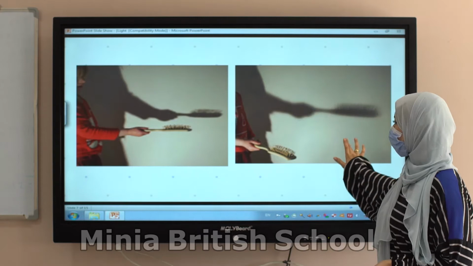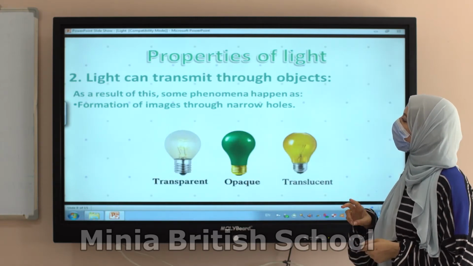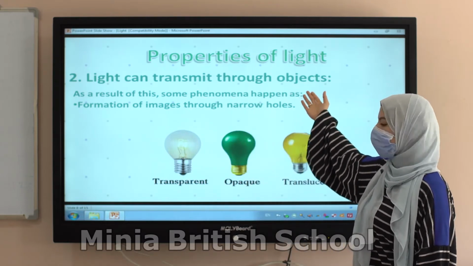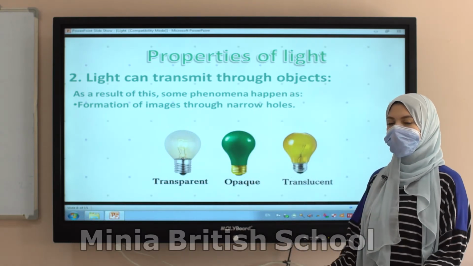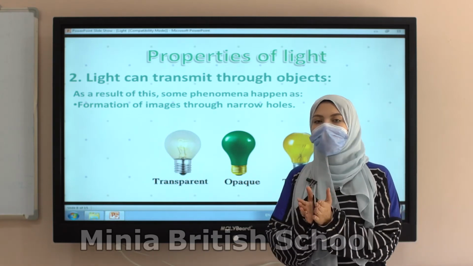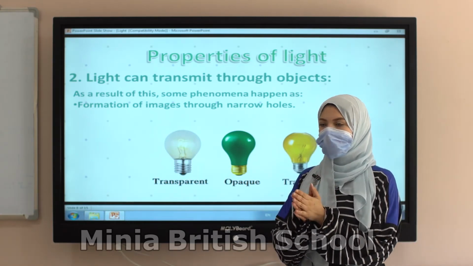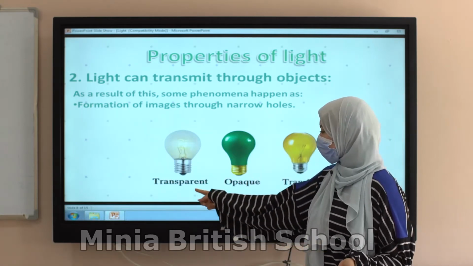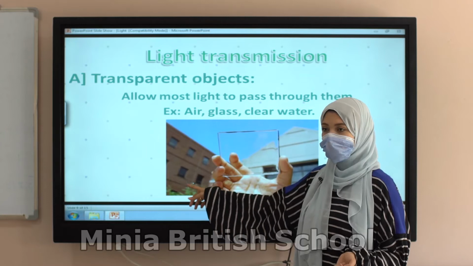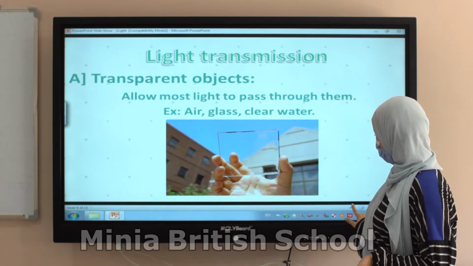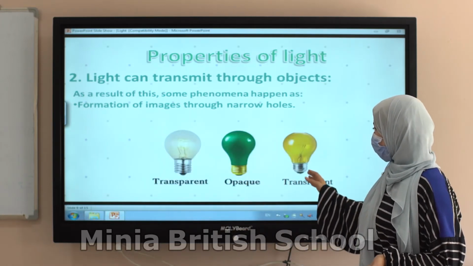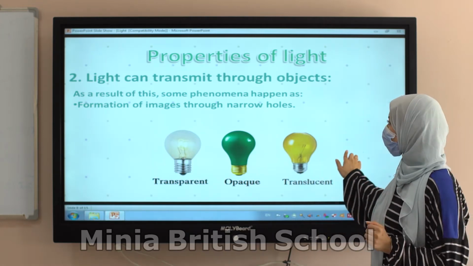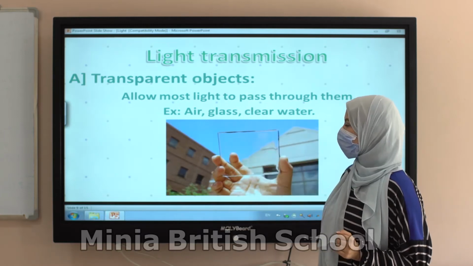Let's know about the second property of light. Light can transmit through objects or through different materials, but I don't know what the different materials are. Let's differentiate between different materials. First, transparent. Second, opaque. Third, translucent or semi-transparent.